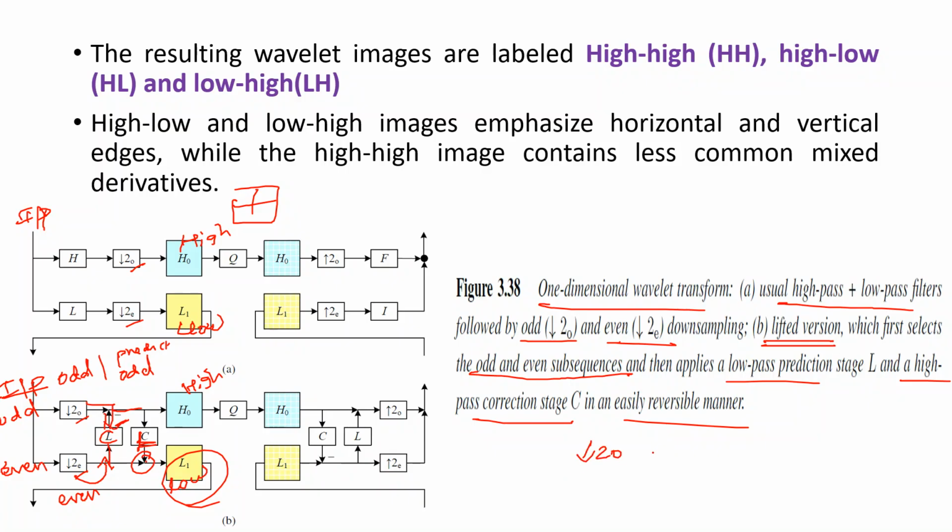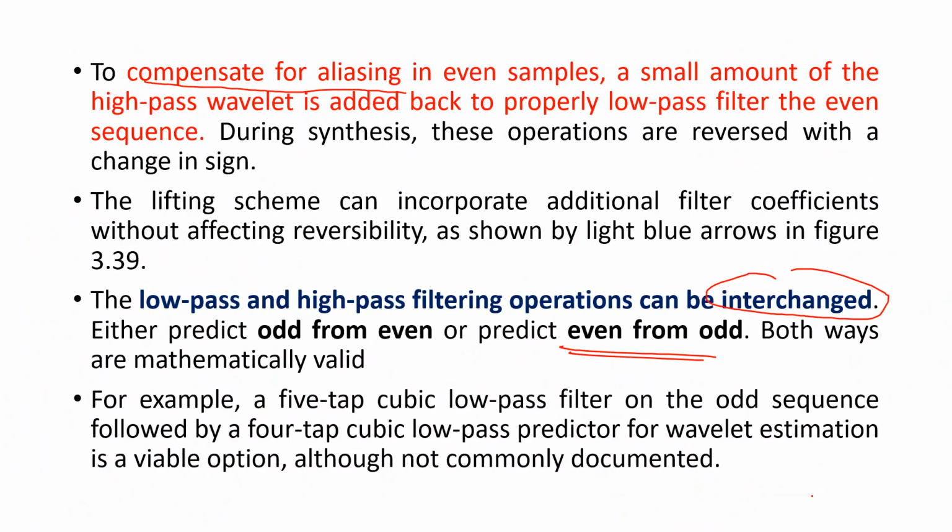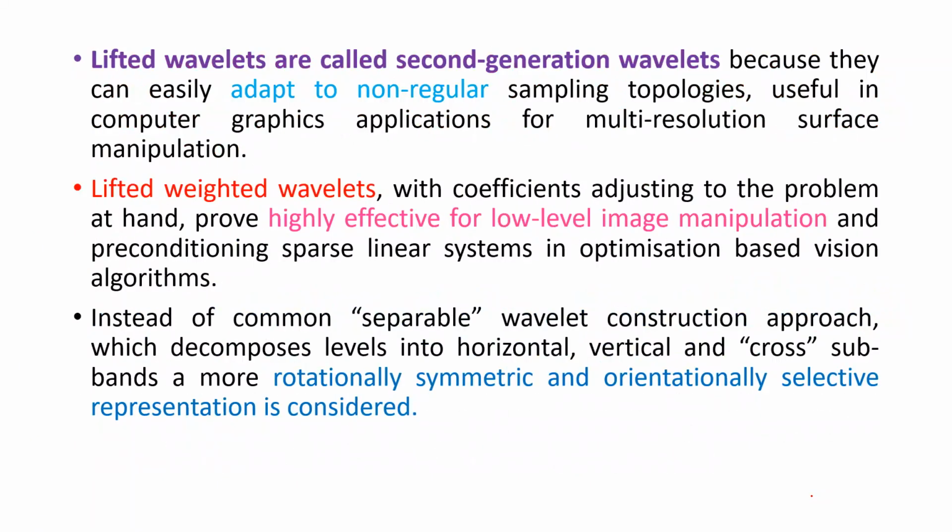Let me write it clearly. So we can use C to predict the even, and then we can use the same to predict the odd samples. That would result in high as well as low. That is what is mentioned here. So we can predict even from odd, and odd from even. Both filter operations can be interchanged.